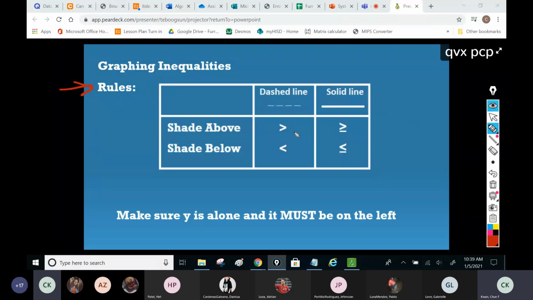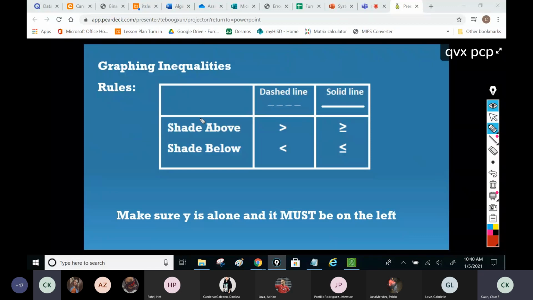All right, so these are the rules. You will see there are 4 inequality symbols. So these are the inequality symbols. There's greater than, and then greater than or equal to, and then less than, and then less than or equal to. So looking at this, it tells you which one we are going to need a dashed line for, which one we use a solid line for, and which of them are shaded above and which of them are shaded below. So make sure you copy this down somewhere on your notebook.